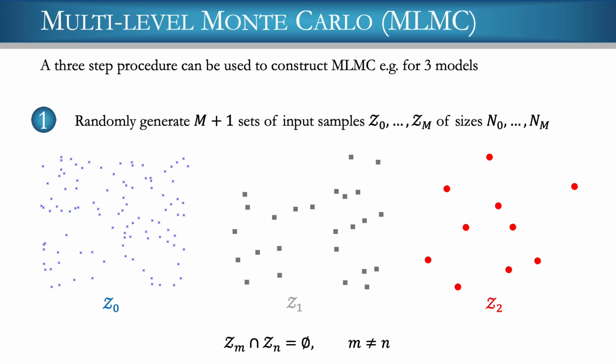Multi-level estimators can be constructed using a three-step procedure. Step 1 randomly generates m+1 sets of independent samples Z0 through Zm from the joint density of the random variable Z. The size of each set is determined by the integers n0 through nm respectively. Later in this tutorial, I'll discuss how to optimize these values of n. Because each set is generated independently, the probability that any two sets contain one or more of the same samples is 0. I use the notation that the intersection of Zm and Zn is empty if m not equals n to make this property clear.